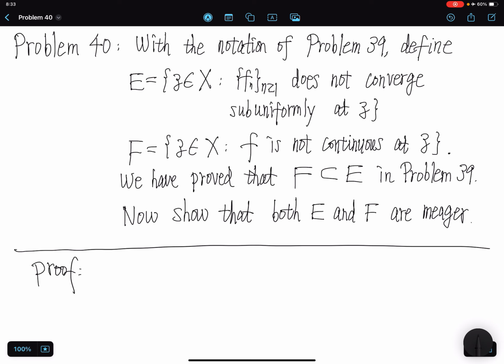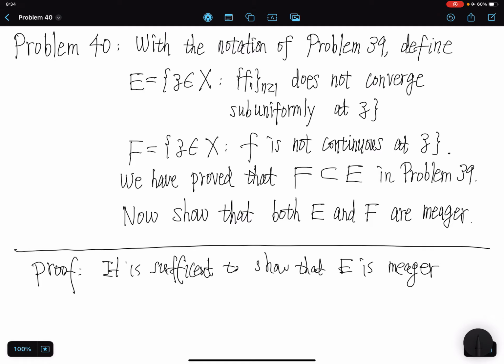So first, it is sufficient to show that E is meager, right? Because F is a subset of E. If E is meager, F is meager, right?